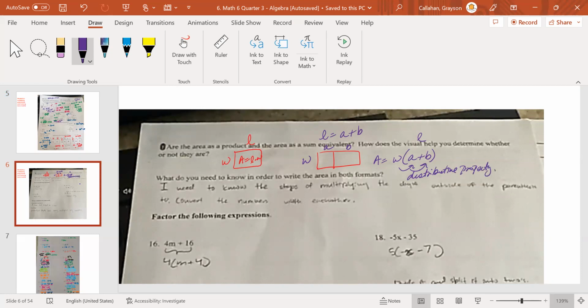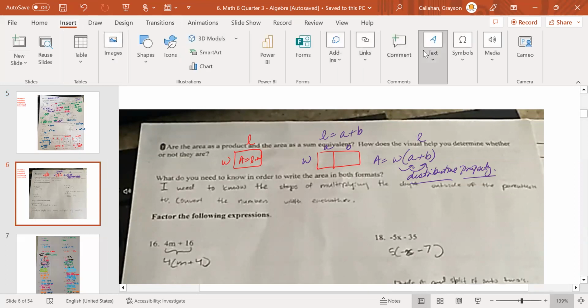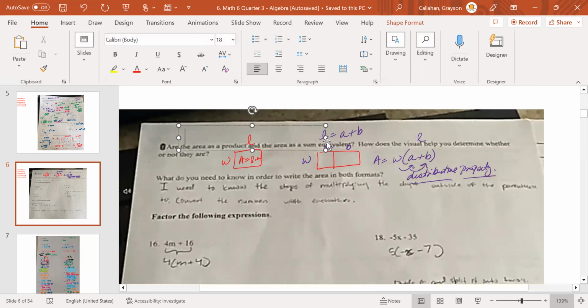You distribute the W into A times W and B times W, right? So you have to use the distributive property, right? So first question, are the area of a product and the area of a sum equivalent? You got to answer that first. And are they equivalent? Yes. You could just say yes. And go back to the question.